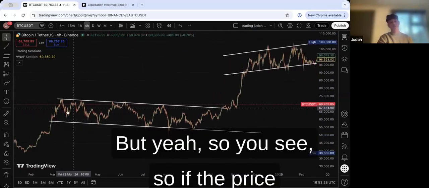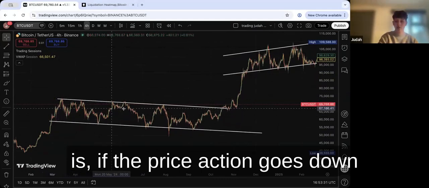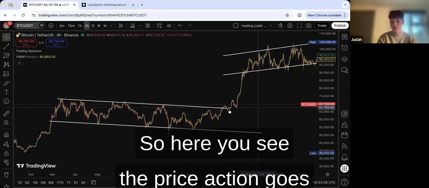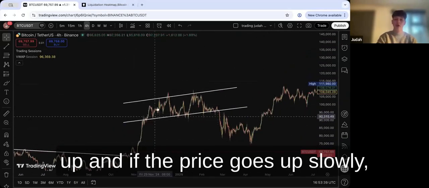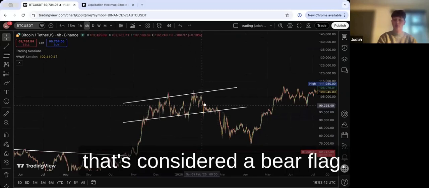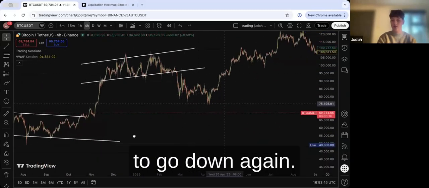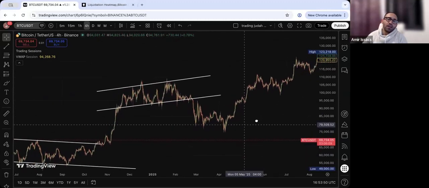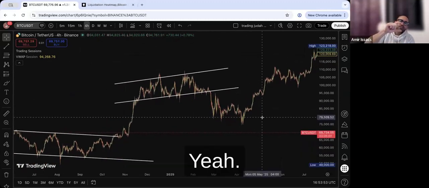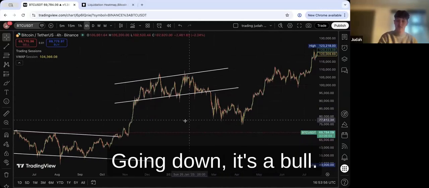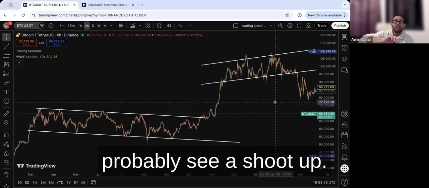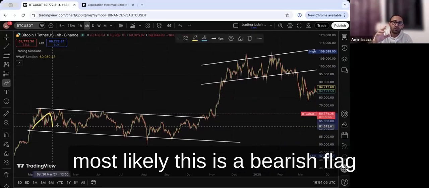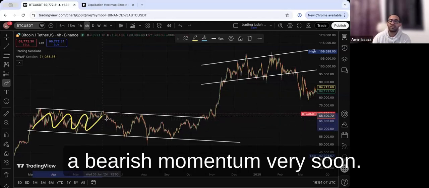So you see, if the price action goes down and there are clear lines on the top and bottom, that's a bull flag. Here the price action goes up, and if the price goes up slowly, that's considered a bear flag, and you can expect the price to go down again. For those who are new, this is a little bit confusing: it's the opposite of the direction of the flag. If the flag is going down, it's a bull flag, which means we're probably going to see a shoot up. If it's an up-style flag, then most likely this is a bearish flag, because we're going to start seeing bearish momentum very soon.